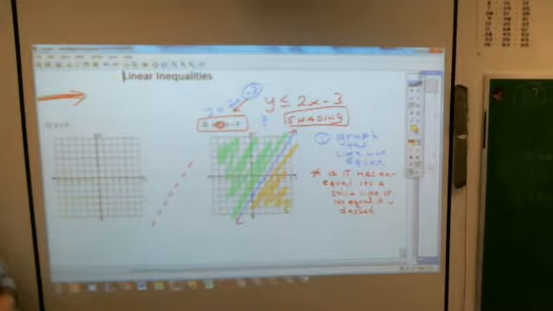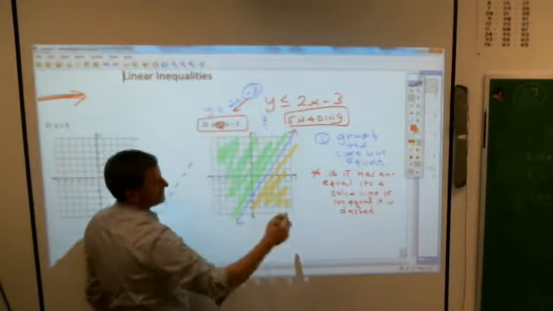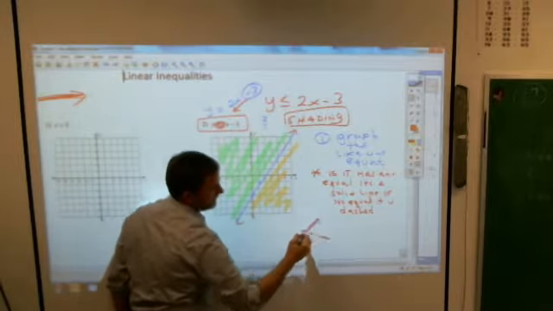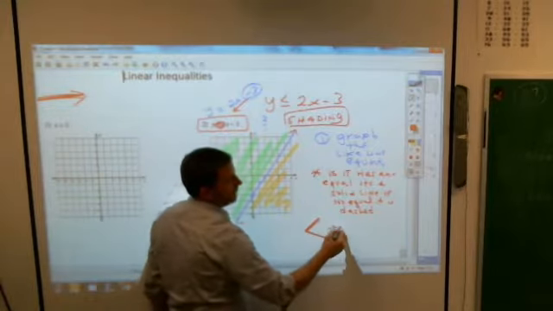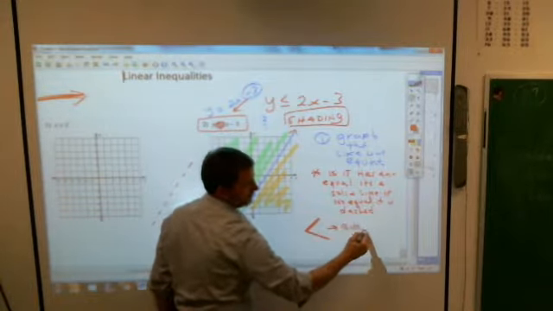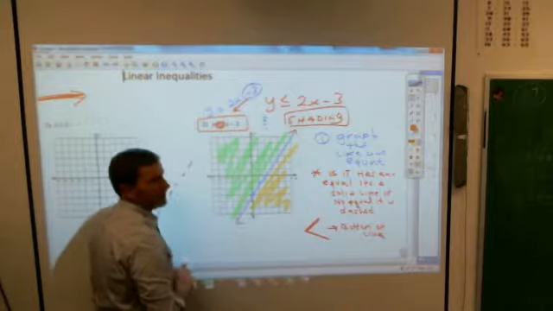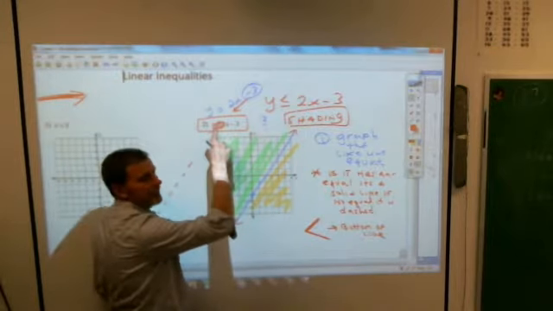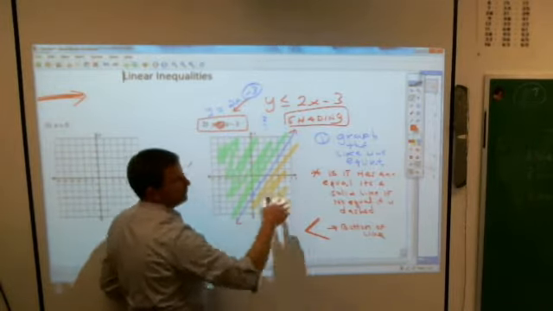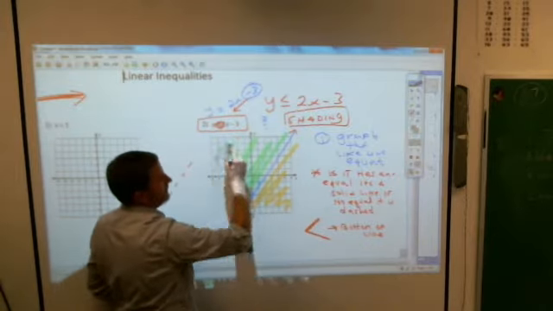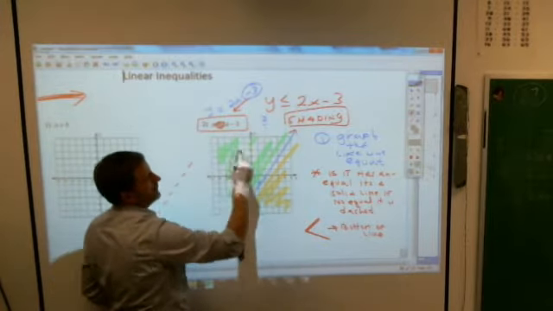That's my dramatic pause for suspense. What tells you this is this? See this little sign here? This is a less than sign. If you see a less than sign, you go to the bottom of the line, because you are shading where y values get lesser. That means you do not shade the top, only the bottom.